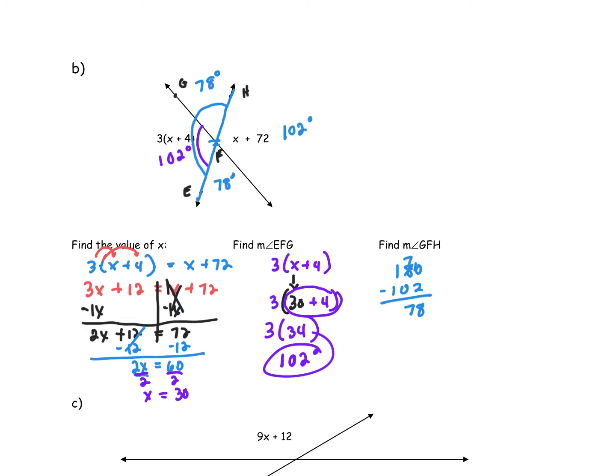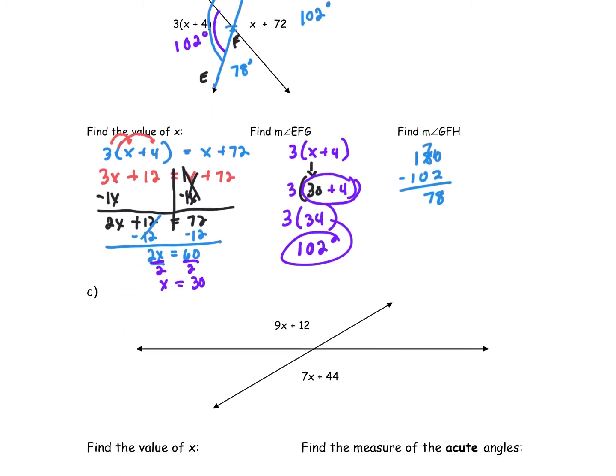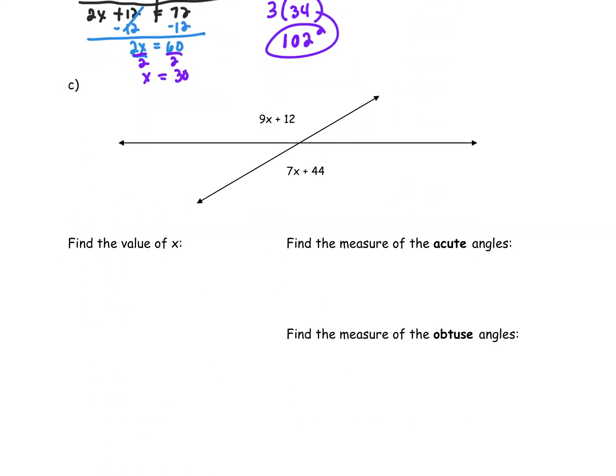So let's move to the final. All right. So once again, we're given two angles that are vertically across from each other. If we look at this, these two angles equal one another. They're vertical. So it asks us to find the value of x.